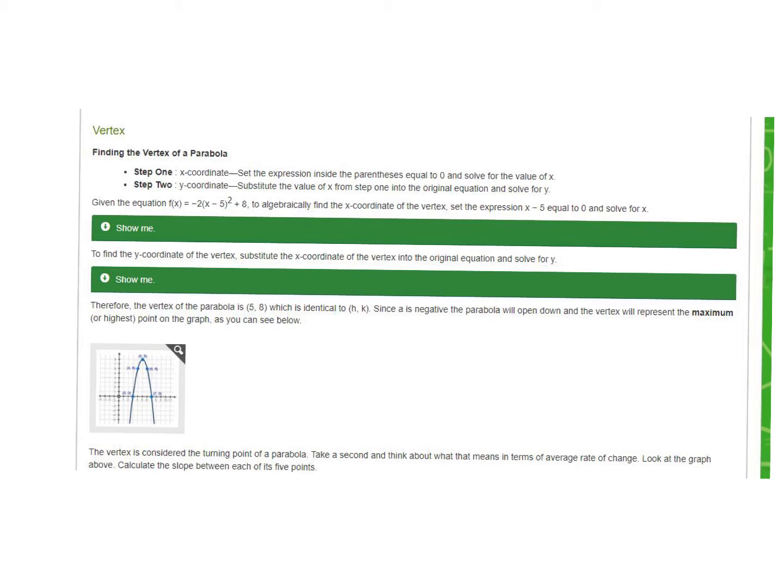There are actually more than two forms, but the two big forms for a quadratic equation. One is written this way: y equals (x minus h) squared plus k.